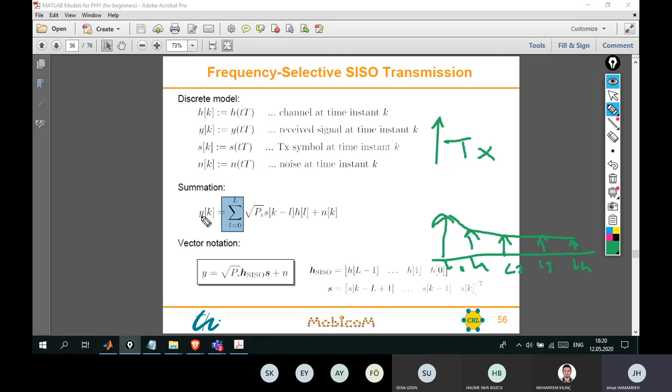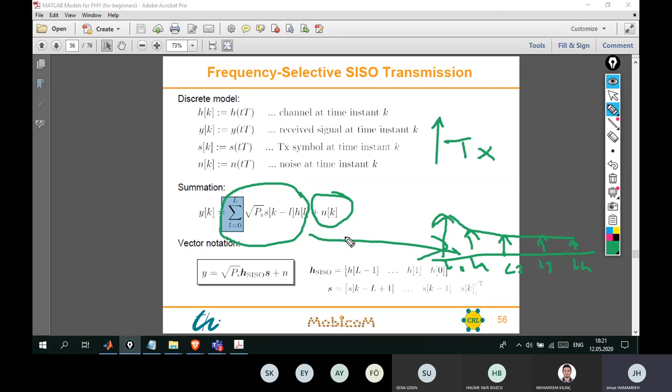Then the received symbol y[k] is equal to the summation of all these paths multiplied by the signal that comes with them, multiplied by the channel, plus noise. So this is coming from here. Now, what's PS? PS is the power of your symbol. You take the square root. Why square root? Because when we model in amplitude, not in power. Okay, square root of PS, and then s[k-l], h_l, plus n[k].